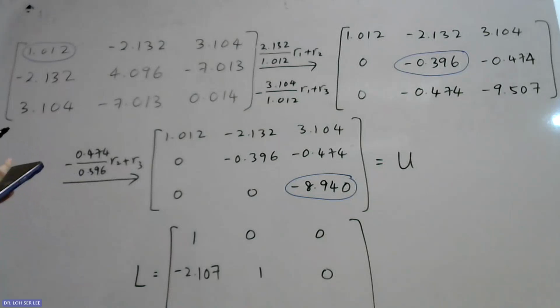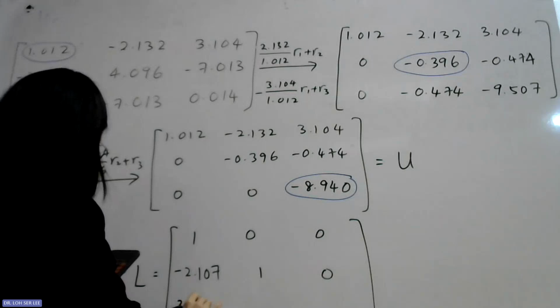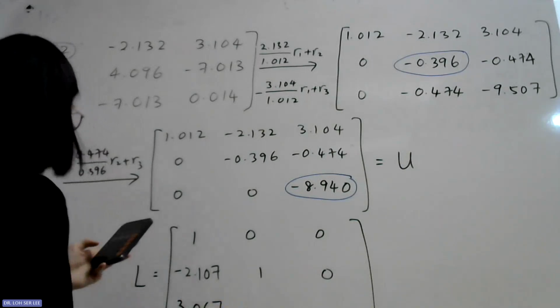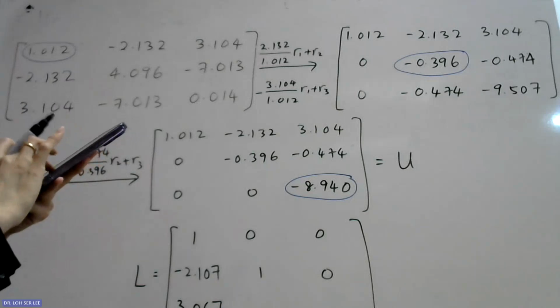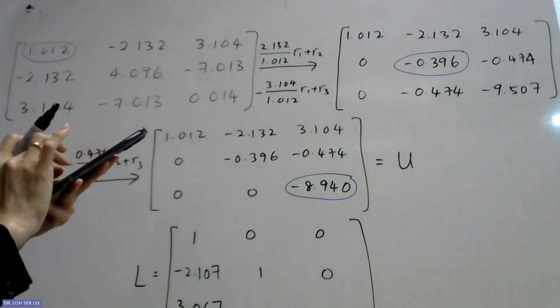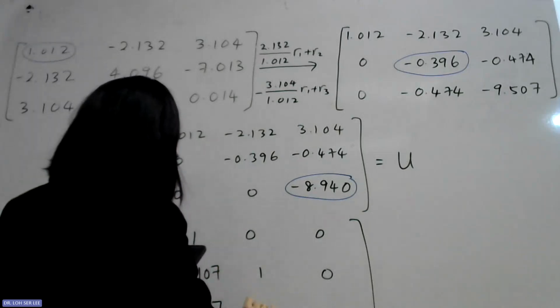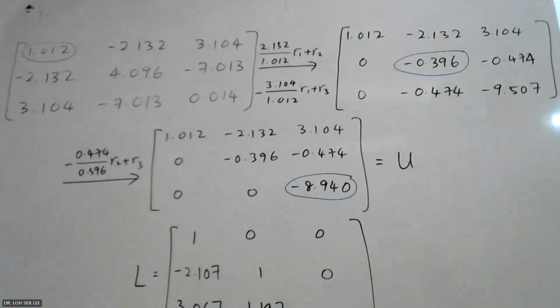3.104 divided by the pivot 3.067. Okay. 0.474. 0.396. Okay, 1197. Okay. So this is your L. Any questions?